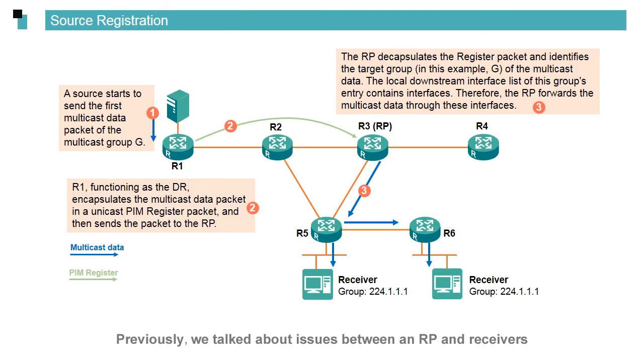Previously, we talked about issues between an RP and receivers. Now, let's discuss potential issues between a multicast source and an RP. Multicast data can be transmitted from the source to receivers only after all the issues are resolved. At first, no multicast traffic is transmitted on the network. When the source starts to send multicast data to the multicast group 224.1.1.1, the data is first received by the first hop router, R1.